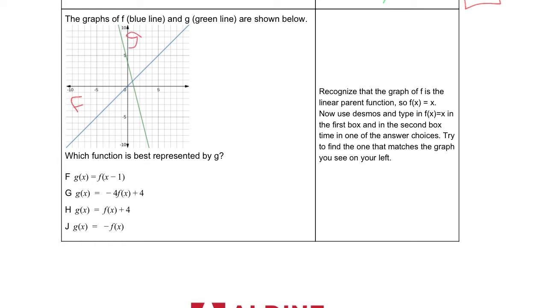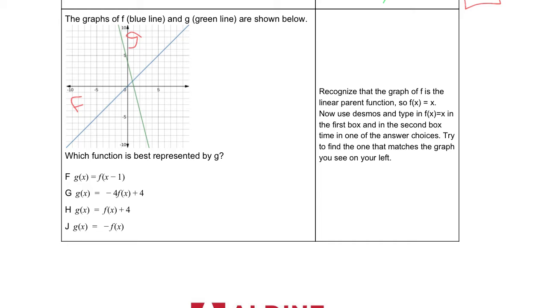Now it says recognize that the graph of F is the linear parent function, so F of X equals X. That's your original. Now use Desmos and type in f of x equals x. Again, that is your original. That's going to be your blue line in the first box.